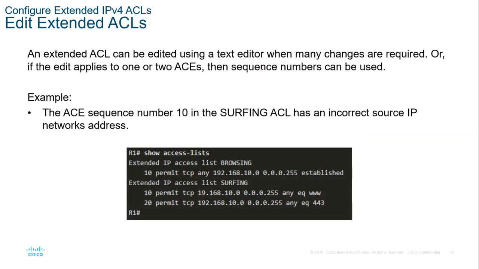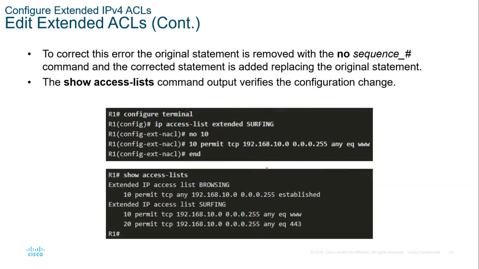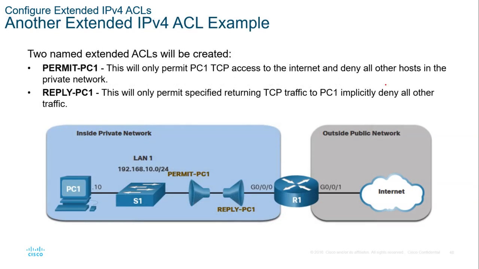So how to edit, in case you want to edit, you use the same. You can copy and paste in the editor, or you can use the sequence numbers. But if you want to replace, for example, you want to edit this one here, just delete it, and then you put the new one with the same access control entry. So as you can see here, no 10 is deleted, and then you put it back.